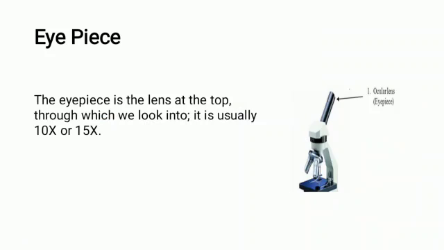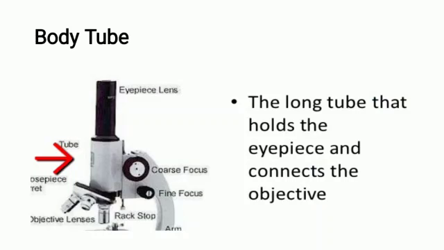So first of all, we have the eyepiece, which is also shown in this picture. The eyepiece is the lens at the top of the microscope through which we look into the microscope. We look at our specimen, whatever we have kept on the slide, and the power of the eyepiece could be 10x or 15x. Next we have the body tube. It is also highlighted in the diagram. The body tube is a long tube that holds the eyepiece and connects to the objective lens. It means the body tube is a tube in which we keep our eyepiece lens. Moreover, it is a connection between the eyepiece lens and the objective lens.